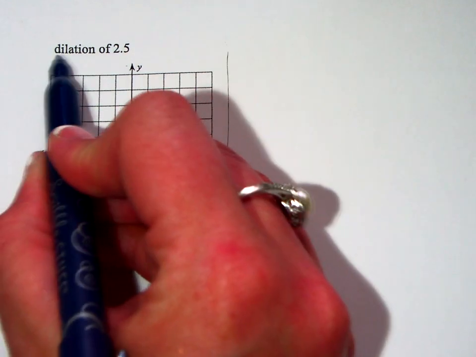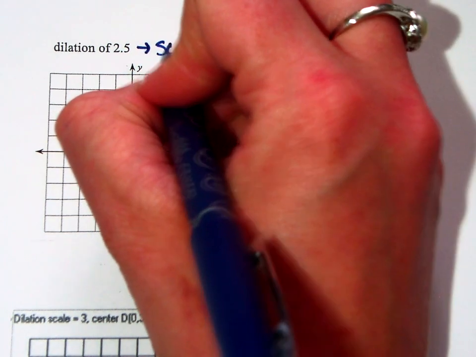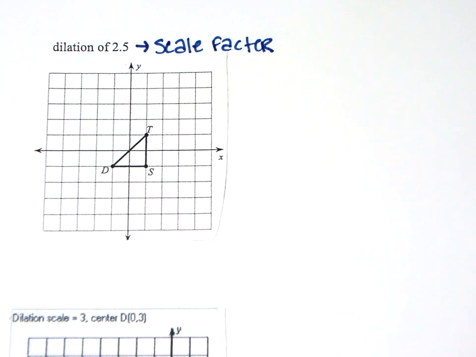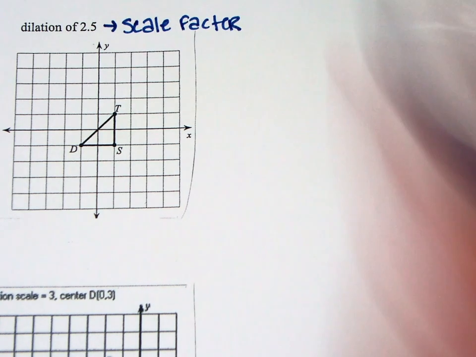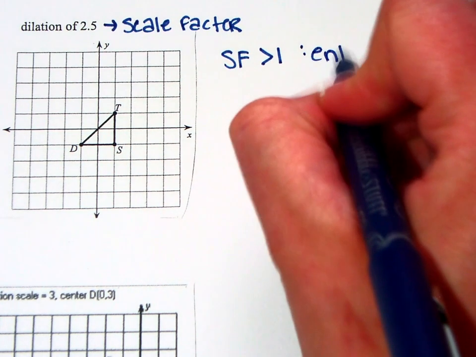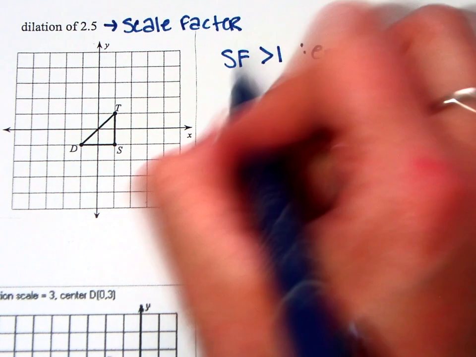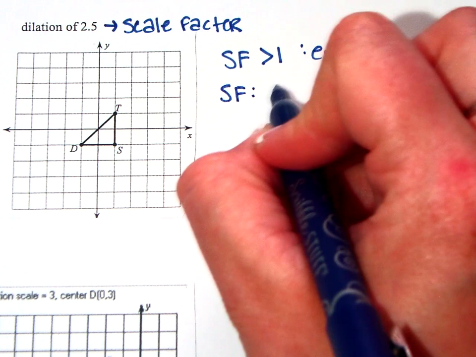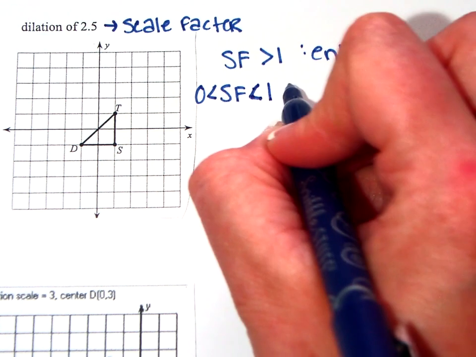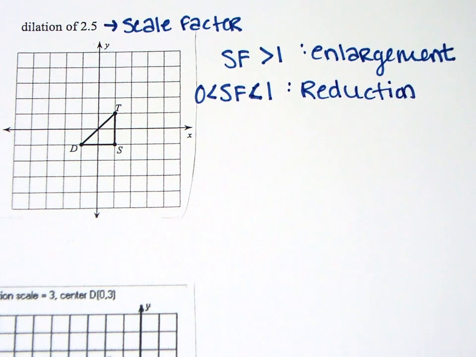We're going to do a dilation of 2.5. This 2.5 is referred to as a scale factor. It's how much the shape is enlarging or reducing. If your scale factor is greater than 1, it's an enlargement, meaning the shape is getting bigger. If your scale factor is greater than 0, but smaller than 1, it's a reduction. What that means is the shape is getting smaller.